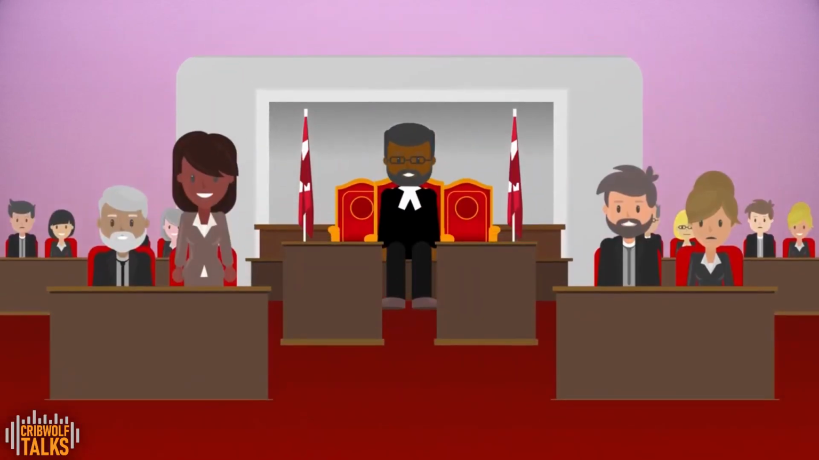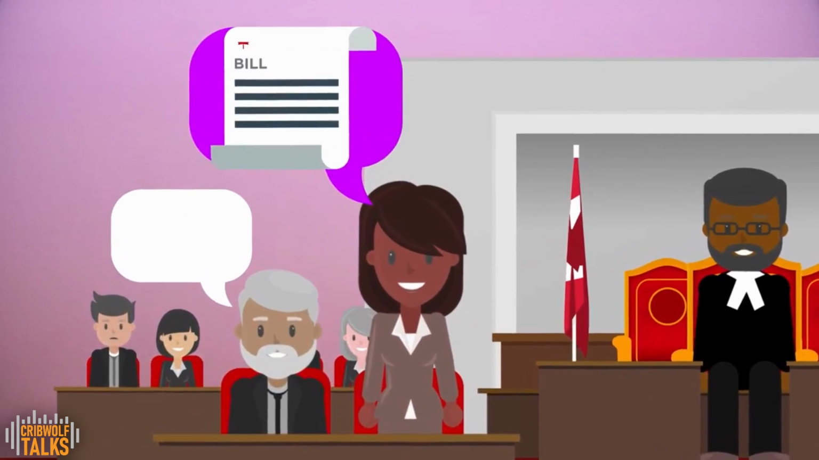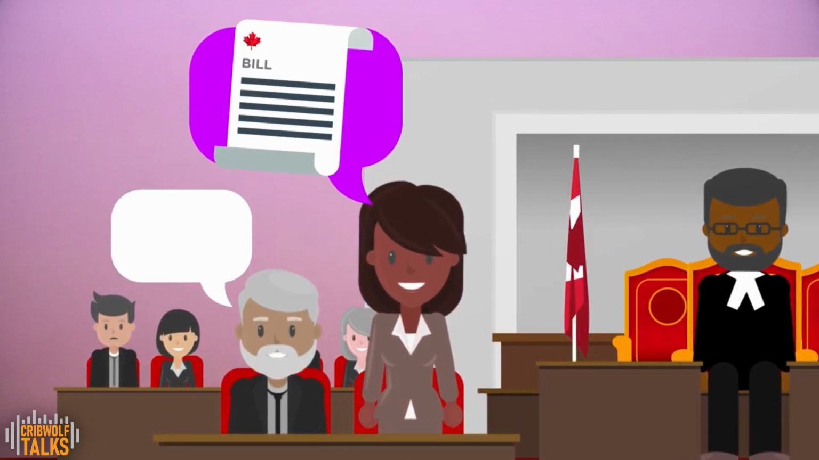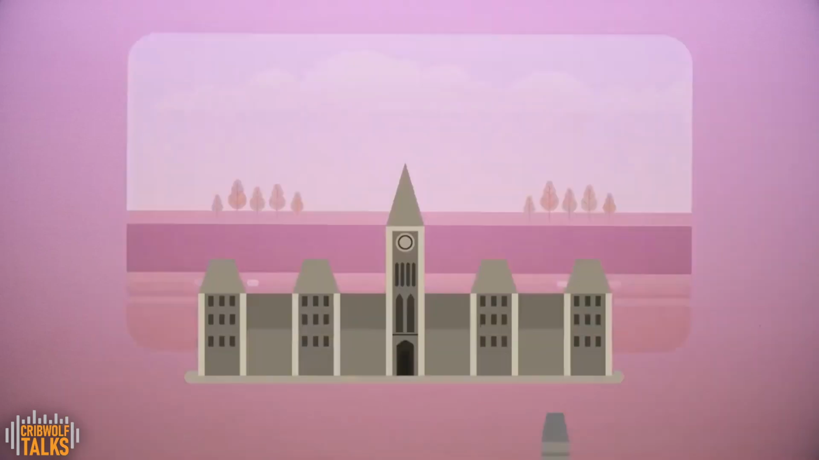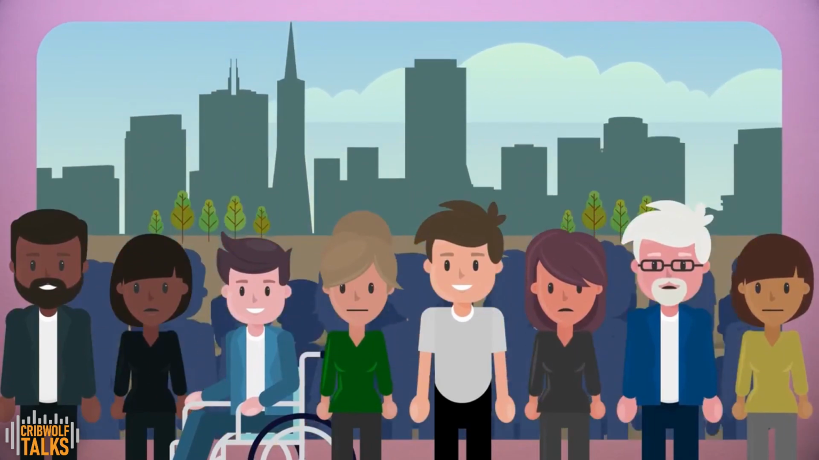Some senators belong to a political party, while others are independent. The Prime Minister chooses one senator to be the representative of the government in the Senate. They speak for the government during Senate debates and answer questions on its behalf. No matter their political stripes, all senators and MPs work together to represent your voice and your views. It's up to you to tell them what you think.